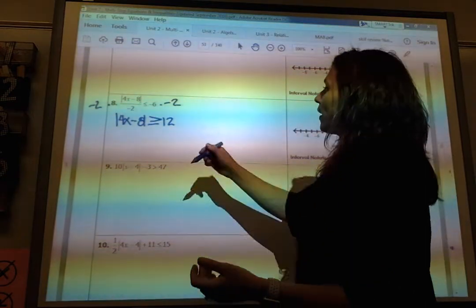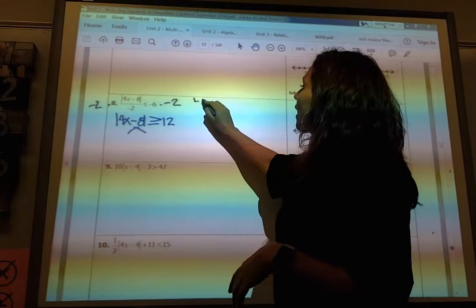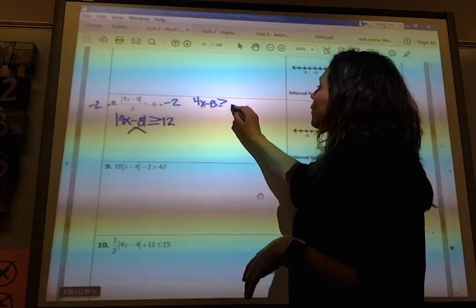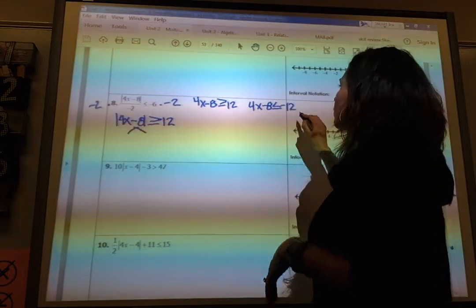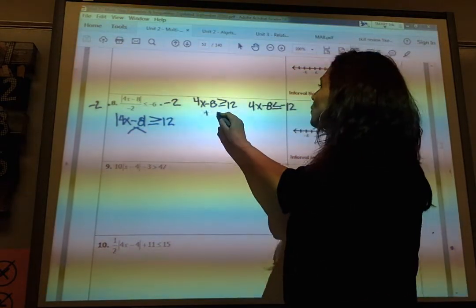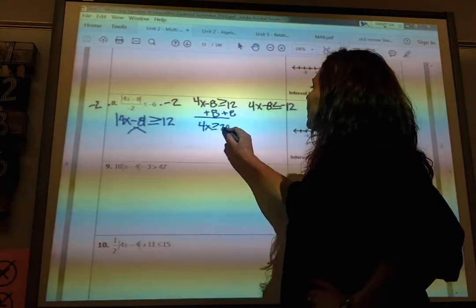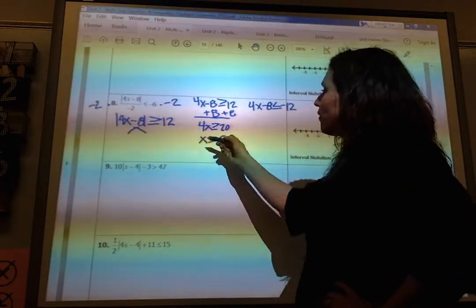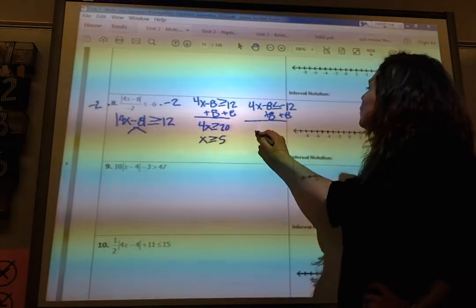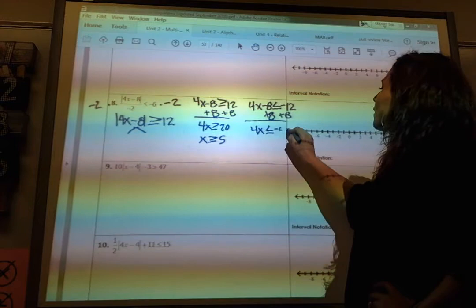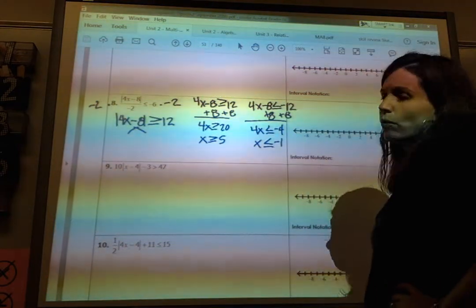Now I have my absolute value isolated, so I can branch into 2 equations. I have 4x minus 8 is greater than or equal to 12, and 4x minus 8 is less than or equal to -12. And now I can continue doing what I do. So 4x is greater than or equal to 20, x is greater than or equal to 5 when I divide by 4. I add 8 on both sides, additive inverse, so 4x is less than or equal to -4. Multiplicative inverse and divide by 4, x is less than or equal to -1.